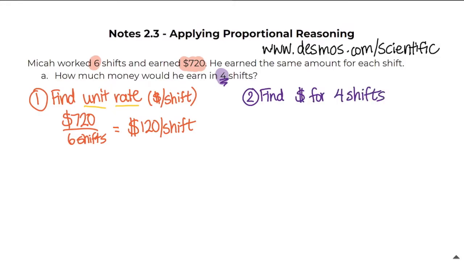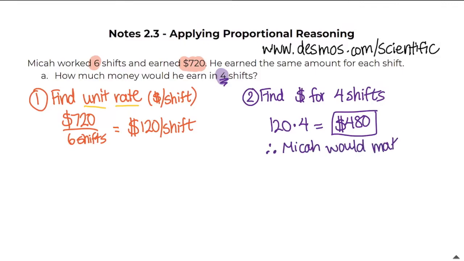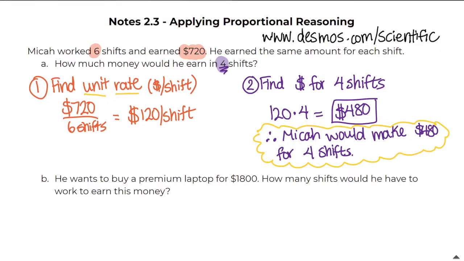Simply by multiplying 120 by 4. And when I multiply 120 by 4, I get $480. So therefore, Micah would make $480 for 4 shifts. Now we're told that he wants to buy a premium laptop for $1,800. So how many shifts would he have to work to earn this money?